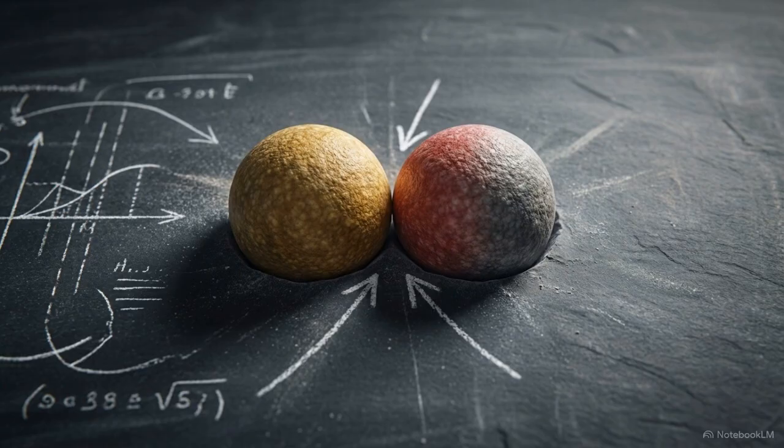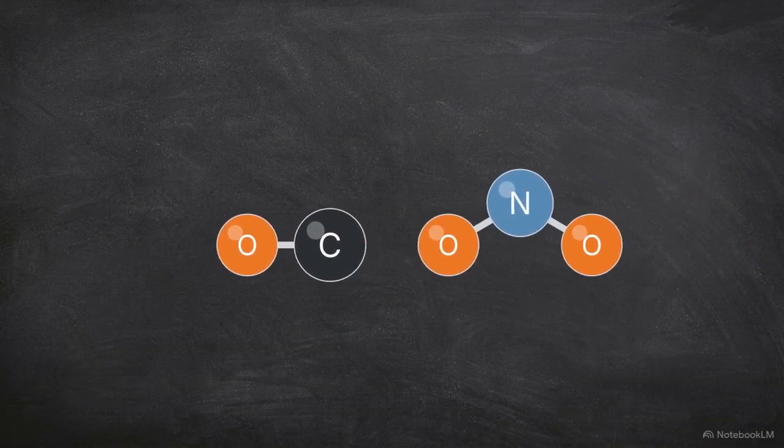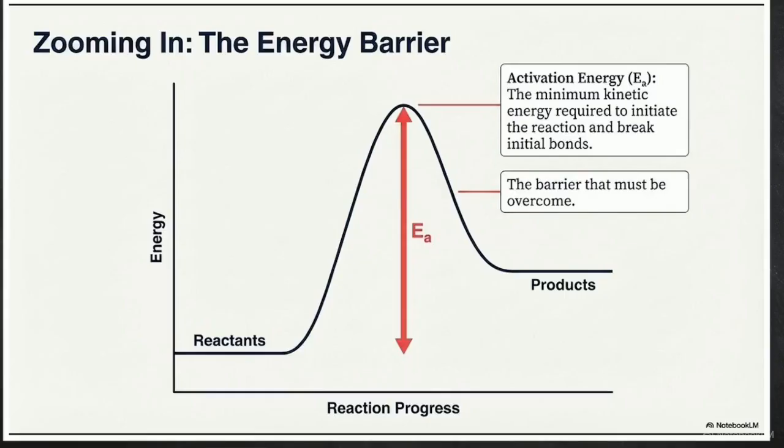But geometry is only half the problem. If these same molecules drift together slowly, the impact lacks the force required to shatter the original nitrogen-oxygen bond. This graph represents that force requirement as an energy barrier. Activation energy, or EA, is the minimum kinetic hurdle reactants must overcome to reach the product state.